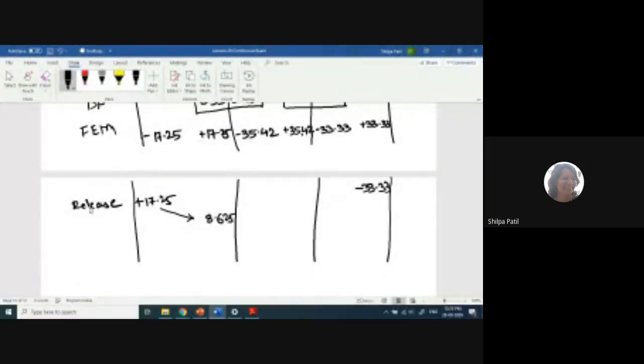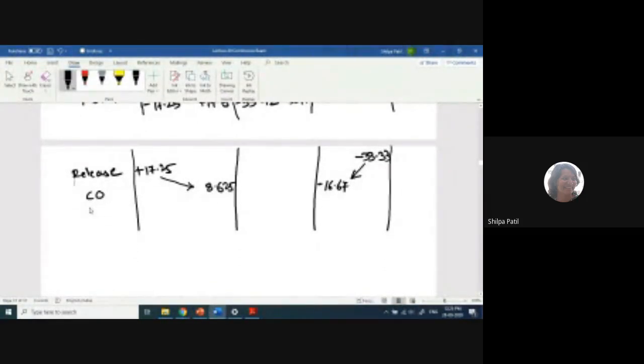8.625. Similarly, at the joint D, I have to carry over the moment from this to the next joint. So C joint is intermediate, so half of this value will get carried over. So what is the value? 16.665. So 16.67 I will take. Okay, so this is a carryover step.